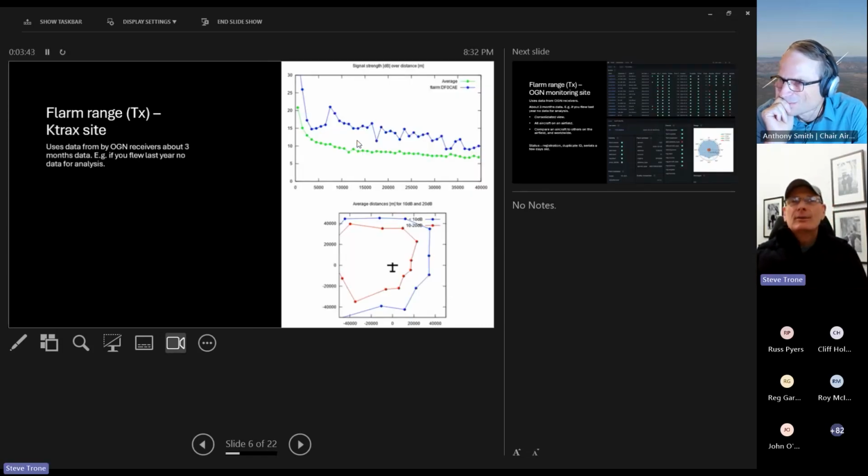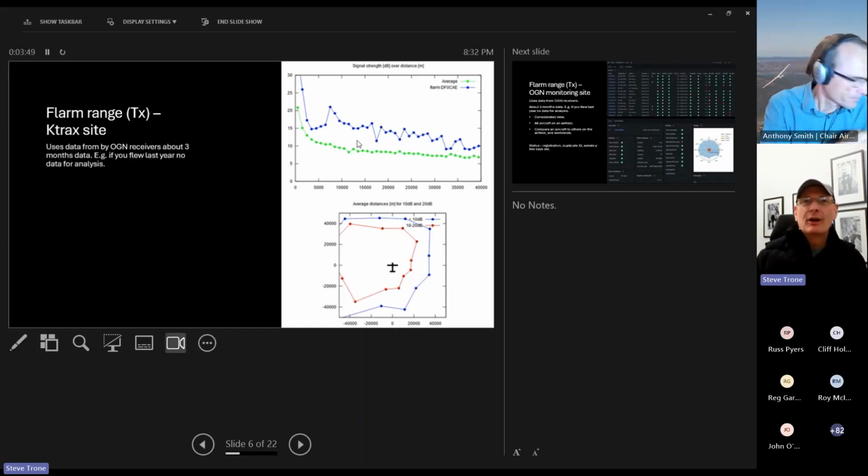The other site that we've been encouraging people to use is the K-Trax website. This website uses the data that's received by the OGN stations on the ground to build up a picture. It uses the lat and long of where the station is, and the lat and long of where the aircraft is transmitting, and does some funky calculations in the background to give you a bit of a map.